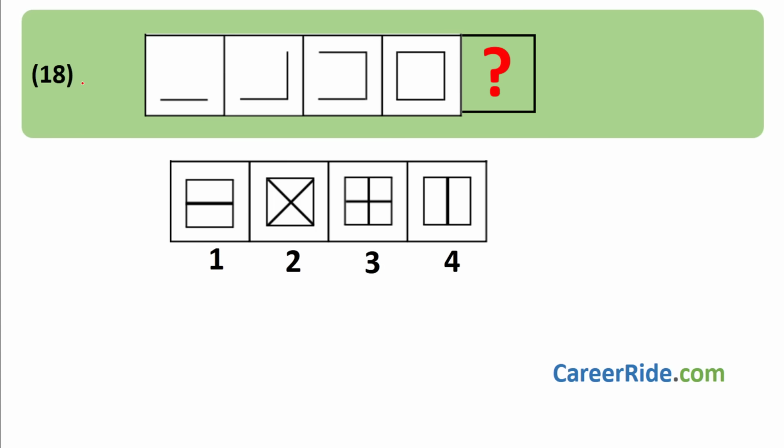Question number 18. Now I know this is a very easy sum, and by just seeing it you can see the pattern over here, that one line is getting added. This is just to show you what exactly is meant by addition and deletion. Deletion means removing one line, addition means adding one element. Here we had this horizontal line, then one vertical line was added, then this line was added, then this line was added. Now what is the next part?